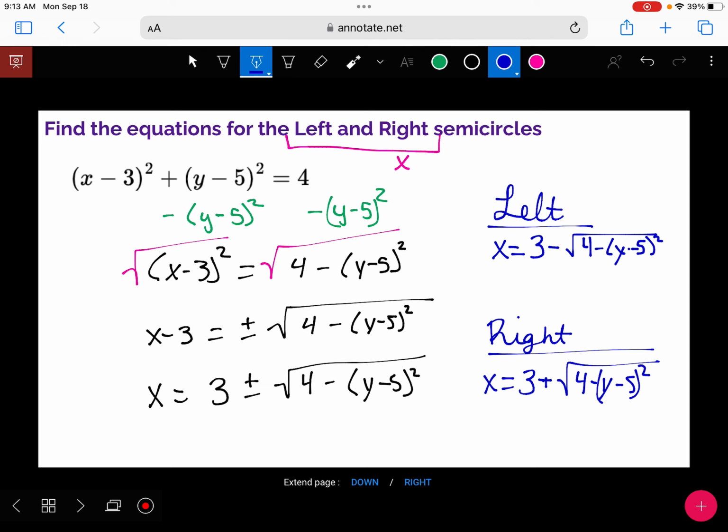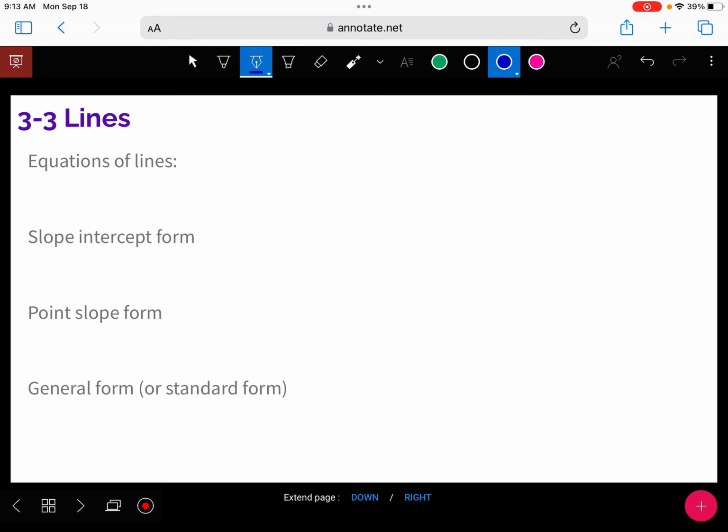Okay. Questions on semicircles? Because those do show up on the homework. Those lines. That puts us up to 3-3. We can start 3-3 today.